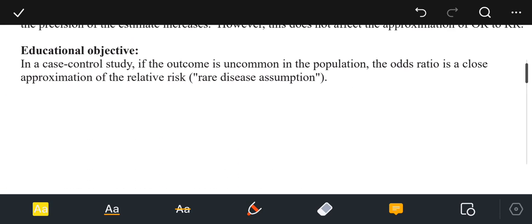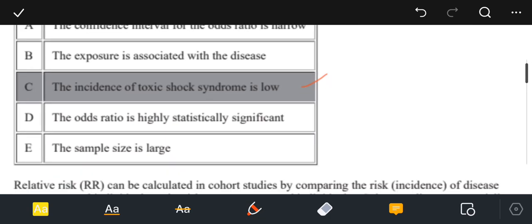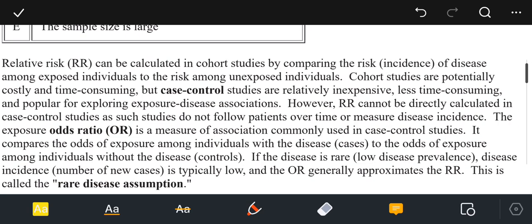The educational objective of this question is that in a case control study, if the outcome is uncommon in the population, the odds ratio is a close approximation of the relative risk, that is the rare disease assumption. Relative risk can be calculated in cohort studies by comparing the incidence of the disease among the exposed individuals to the risk among the unexposed individuals. Cohort studies are potentially costly and time consuming, but case control studies are relatively inexpensive, less time consuming, and popular for exploring disease associations.